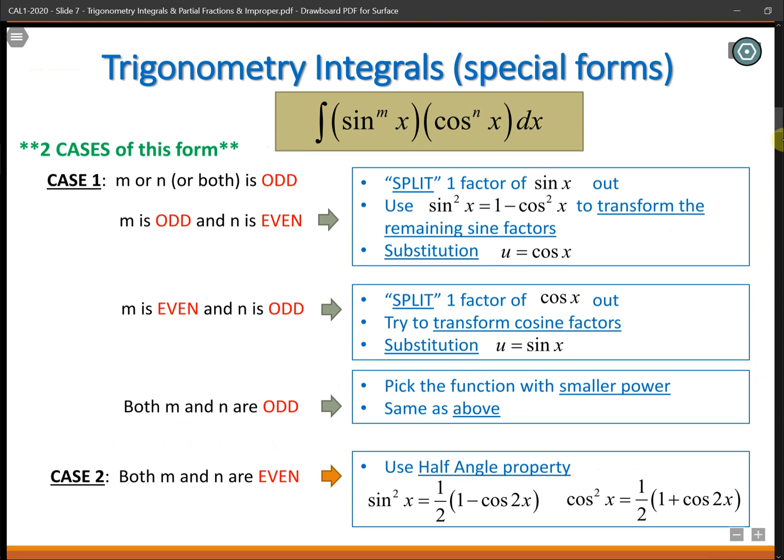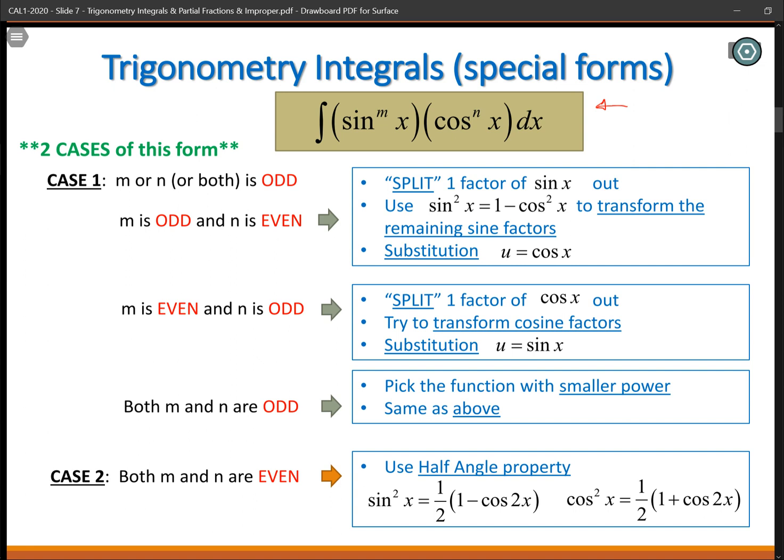sine and cosine. Many of you might expect this to be easy, but it turns out that we have to use different kinds of methods just for this first variation. All right, so we have many cases, but I want to keep things simple.